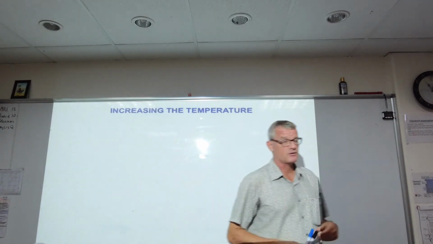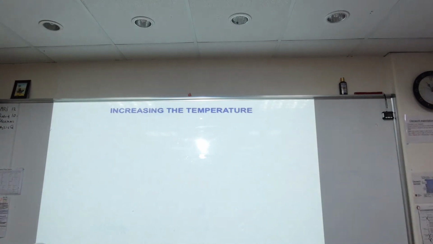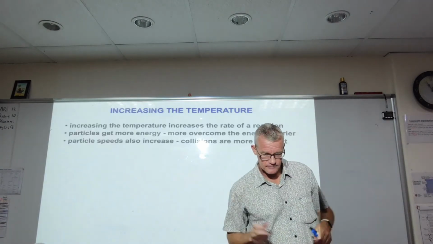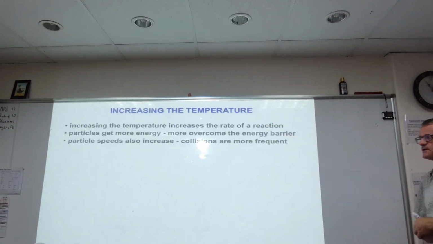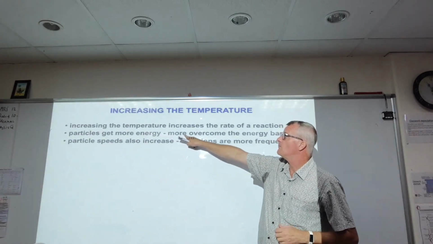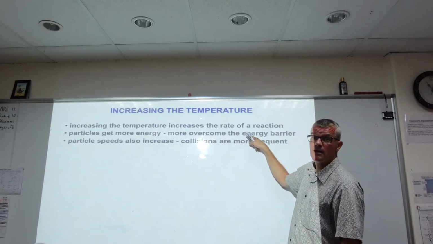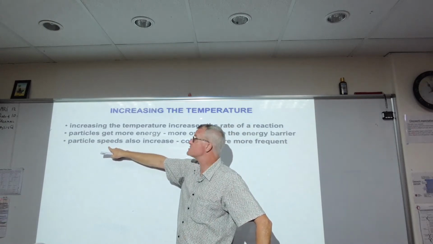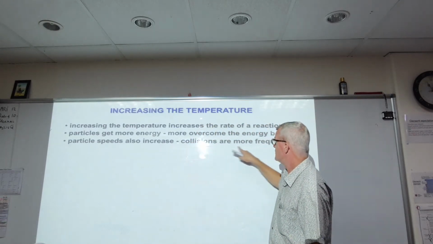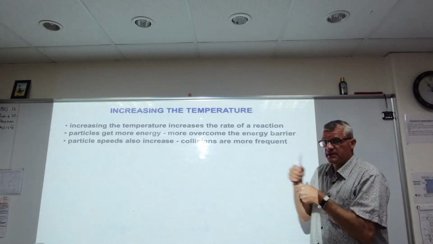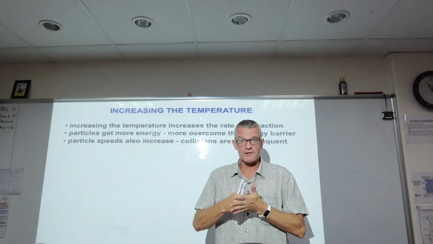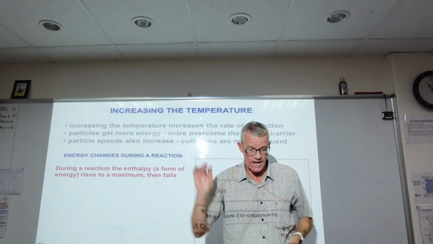In the next one, we're going to look at how the temperature has an influence on the rate of reaction. What will happen with the temperature when we increase it? Particles get more energy. First of all, more of the particles overcome that barrier, the activation energy. But also, the particles speed up. So, when there's more speeding up, there are more collisions. More collisions means more reactions, an increase of the rate of reaction.